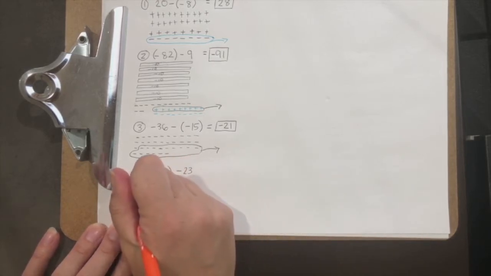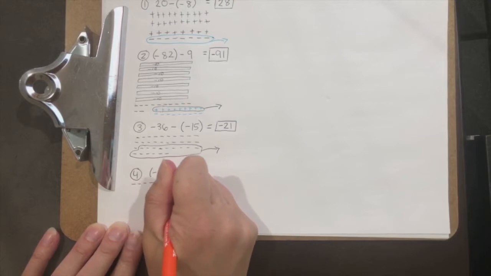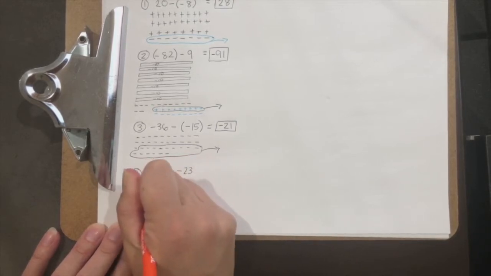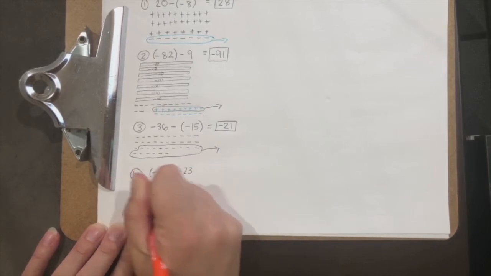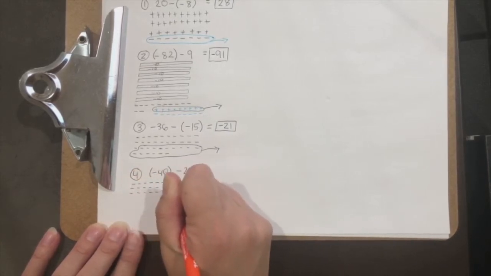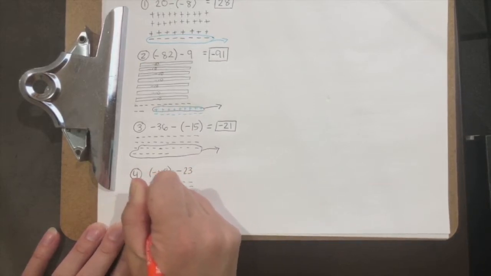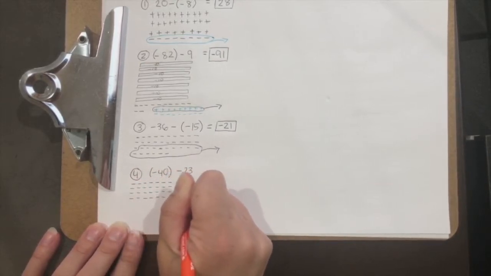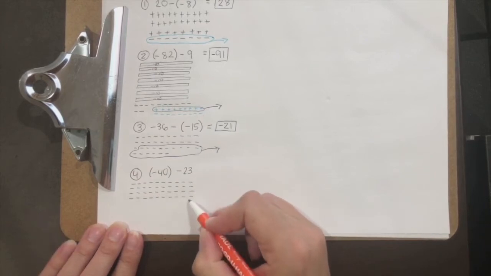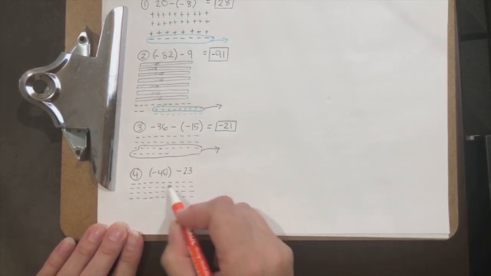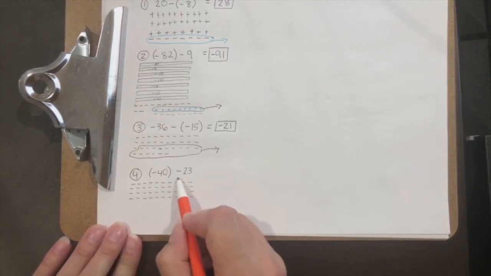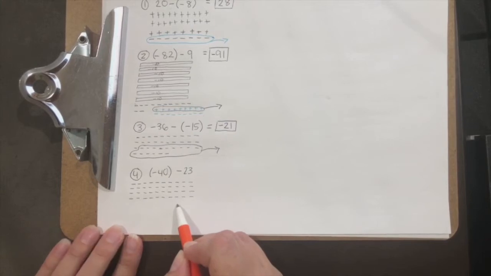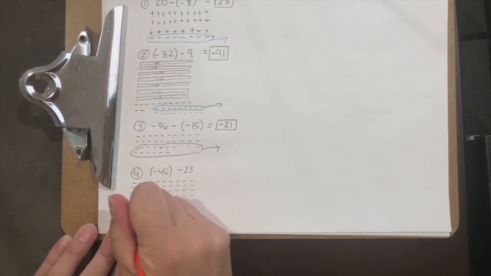So 10, 20, 30, 40. There are my 40 negatives. I've got negative 40, 40 negative tiles. Now I'm going to take away 23 positives. Take away 23 positives. There are no positives. That's right. We add in the 0 pairs.